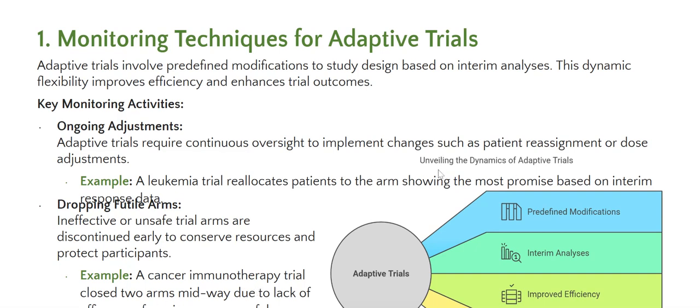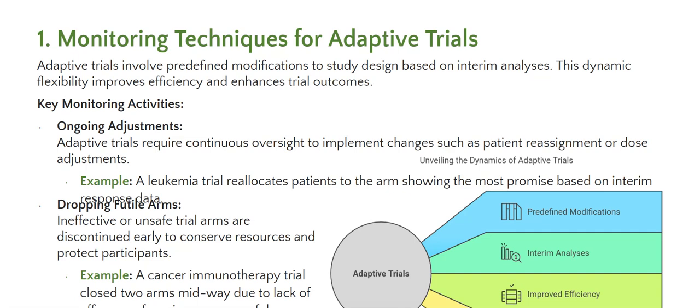Here we have a summarizing diagram on unveiling the dynamics of adaptive trials. Here we have adaptive trials as predefined modifications, interim analysis, improved efficiency, and enhanced outcomes.